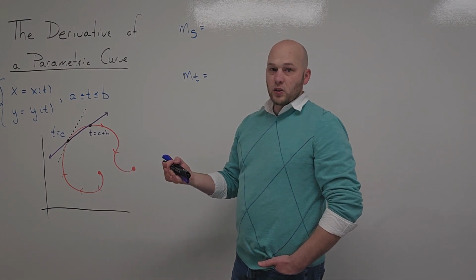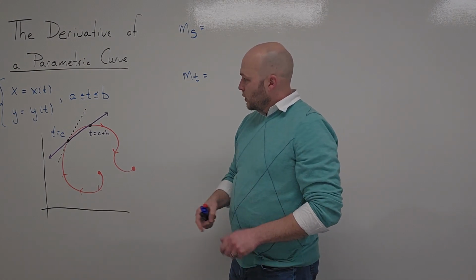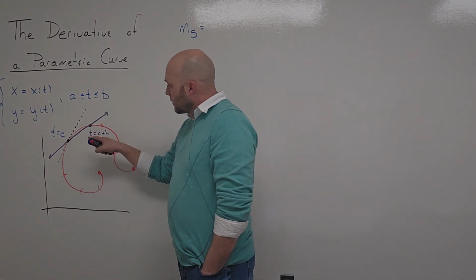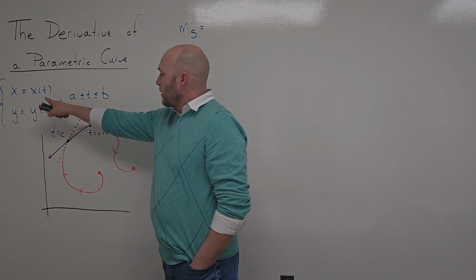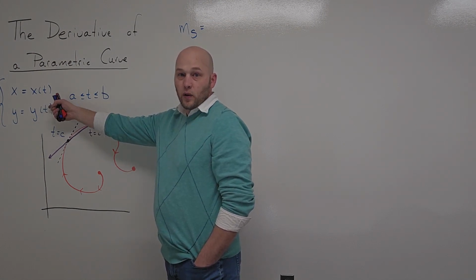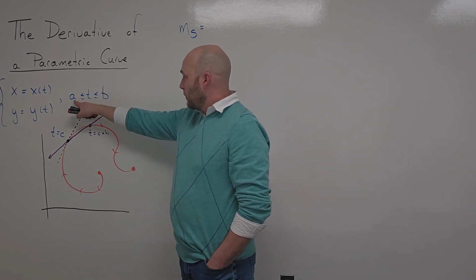Could be 3 dimensions as well, or any dimension, but in our Calc 1 class we like to do everything in 2 dimensions. So a parametric curve in 2 dimensions where the x and the y coordinate are both functions of another parameter t, or of an independent variable t, and the values of t range from a to b.